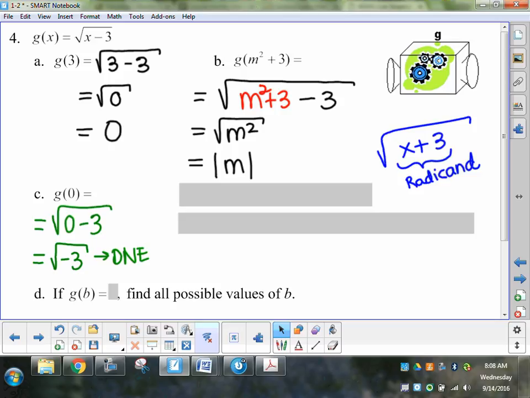Now, there are ways that we can deal with this going forward. So later this year, we're going to learn that technically that does exist. We'll find out what it ends up being. But what you have to understand is this. 0 is not in the domain of the g of x.